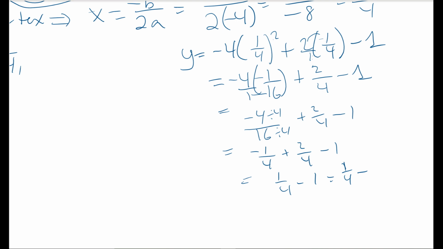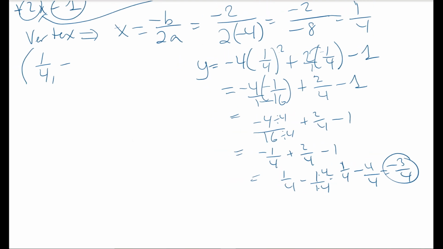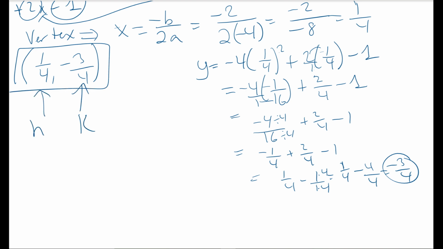And 1 is the same thing as 1 over 1. We need a common denominator of 4, so I'm going to multiply it by 4. And if you subtract those, you get negative 3/4. All right, so that is our y-coordinate, and that belongs here. So now we know our vertex, so we know our h, we know our k. So we can proceed to graph.